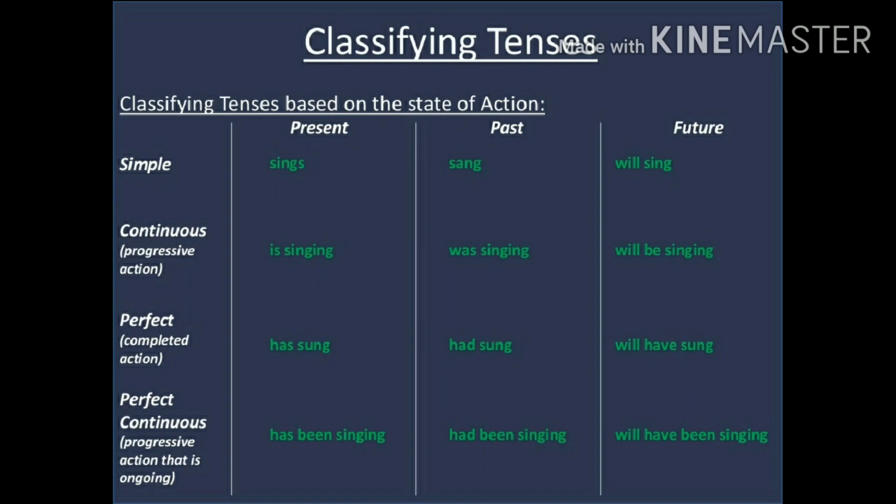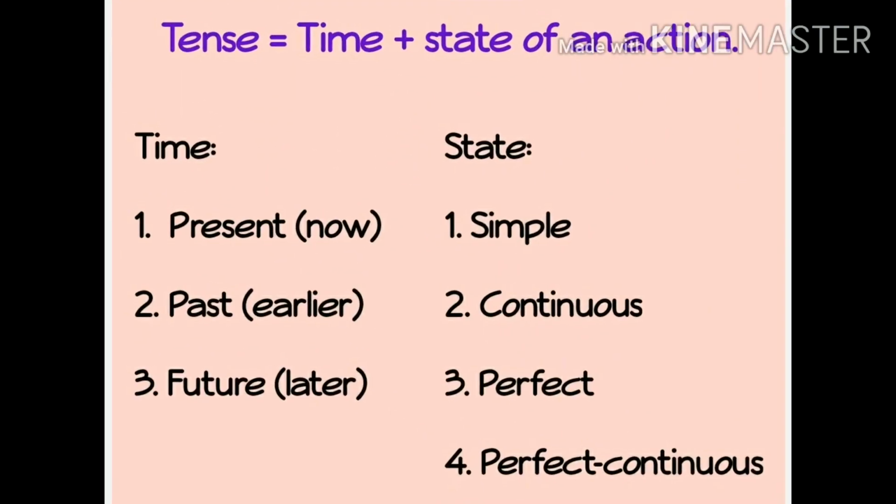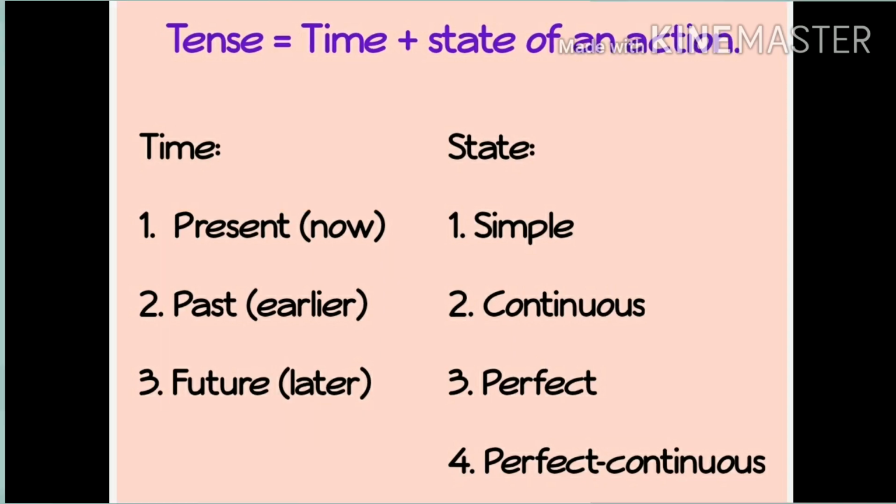Now, classifying tenses based on the time of action. As we know, according to the definition now, that tense will be dealing with two things: time and state of action. So, if we classify tense on the basis of time of action, then we have three types of tenses. Mainly three types of tenses. They are present tense, past tense, and future tense.